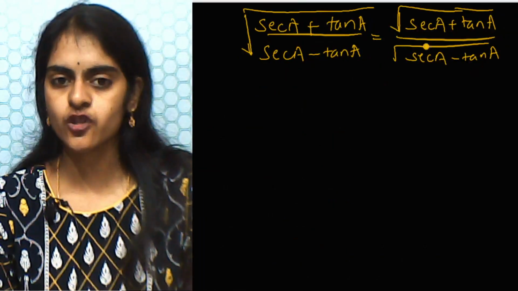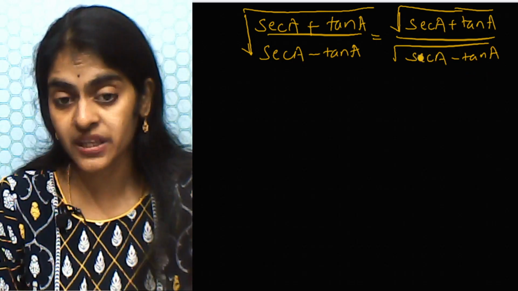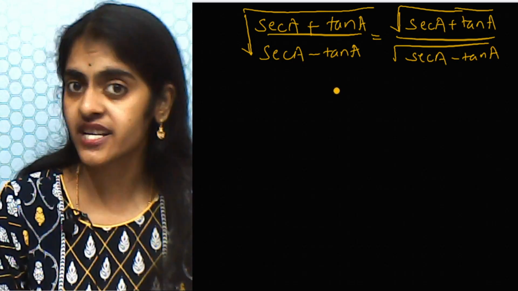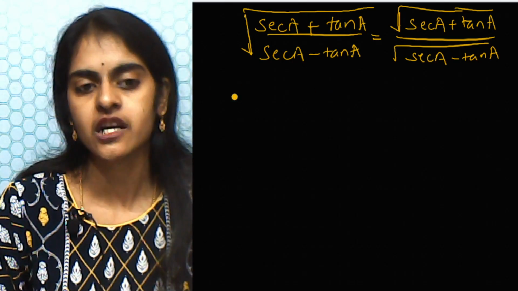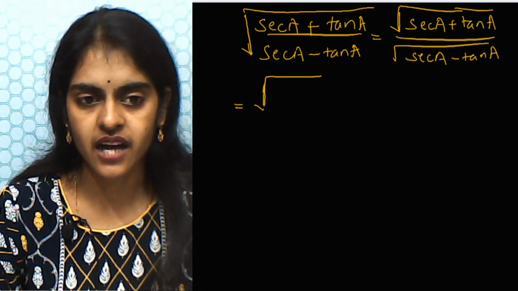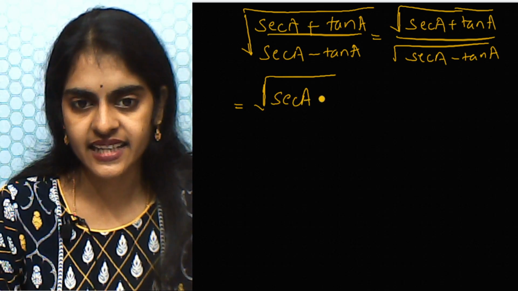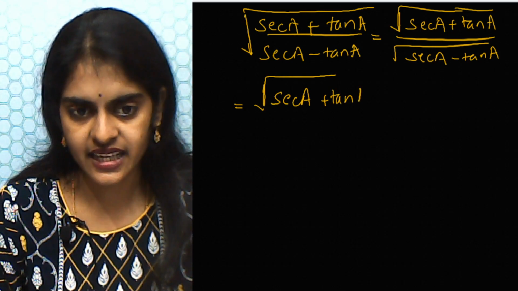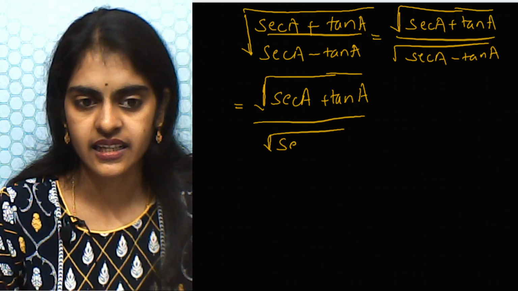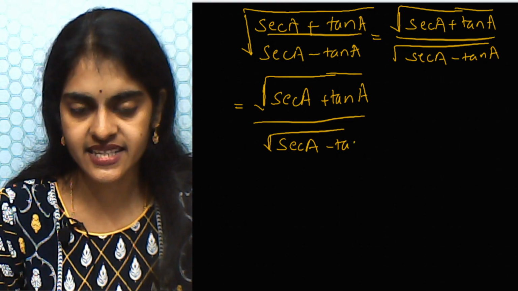So that means I should not have this denominator secant A minus tan A. You have learned the rationalizing the denominator concept, isn't it? So how will you do that? We shall use that. So this becomes under root secant A plus tan A divided by under root secant A minus tan A.